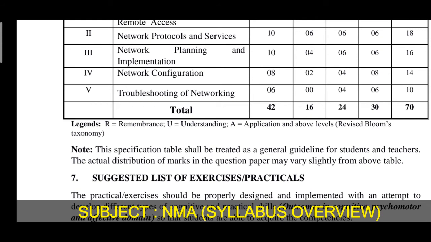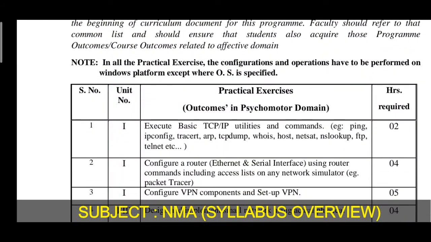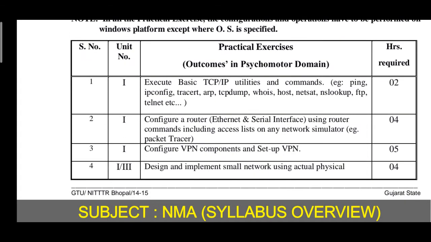And now, what are the practical sessions about NMA? The suggested list of exercises and practicals about NMA is, first of all, to execute basic TCP/IP utilities and commands. Dear all students, you have already studied these types of commands in a previous semester in the computer network and security subject. Then second, configure a router, Ethernet and serial interface using router commands.